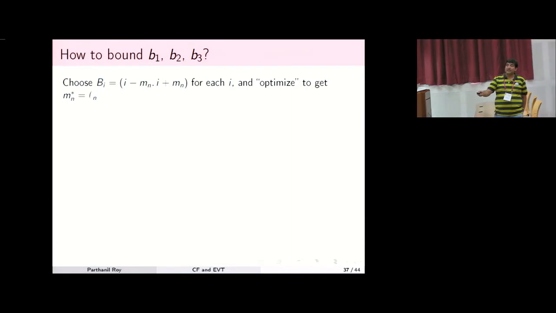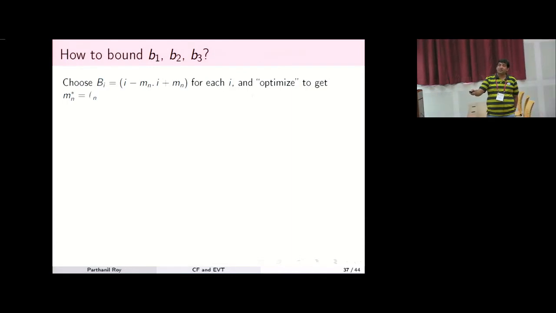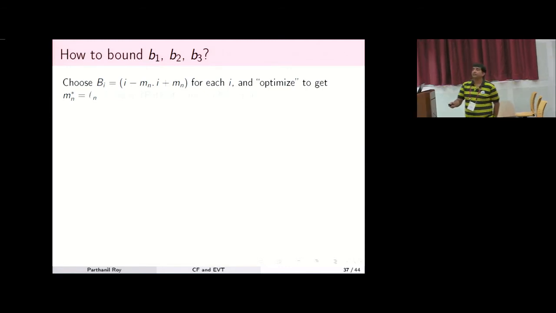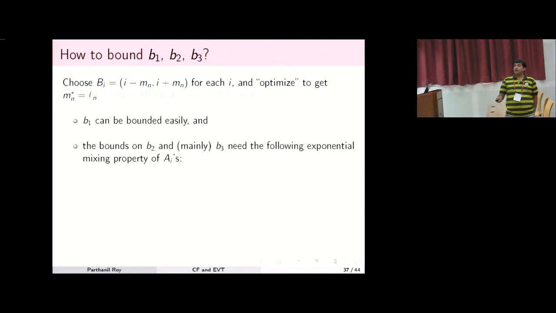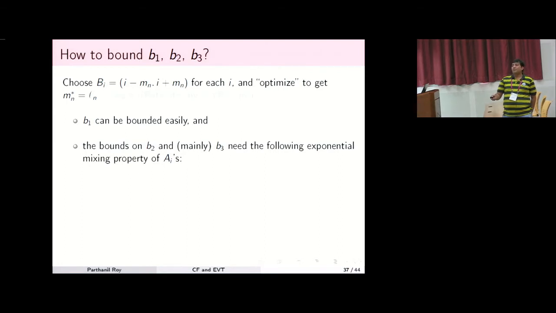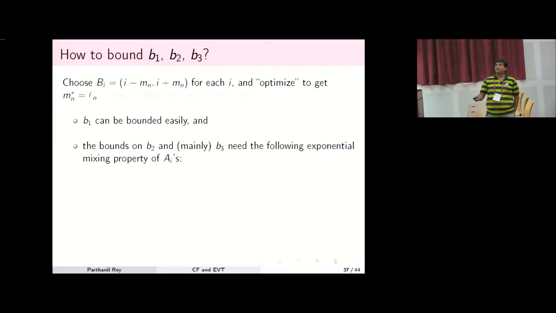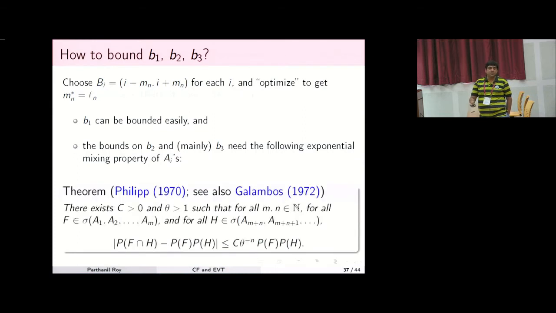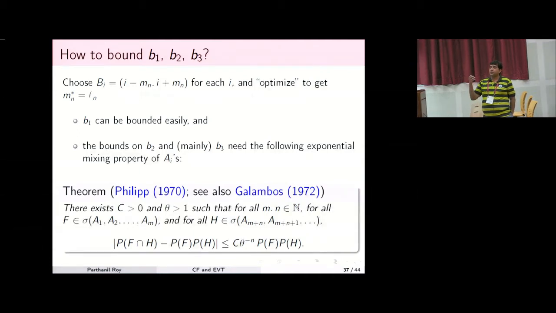By the way, what is Ln? Ln was that same Ln that came up in the rate of convergence, Ln over n. And this is strictly lower than log n. So B1 can be bounded easily. B2 also reasonably easily, but it needs some mixing property again. B2 doesn't really need the mixing property in full strength, but B3 does need the following exponential mixing property of the ai's. This is the answer to Sandeep's question. First, Philip proved it in a Duke Math Journal paper, and then Galambos wrote it in a probabilistic way.